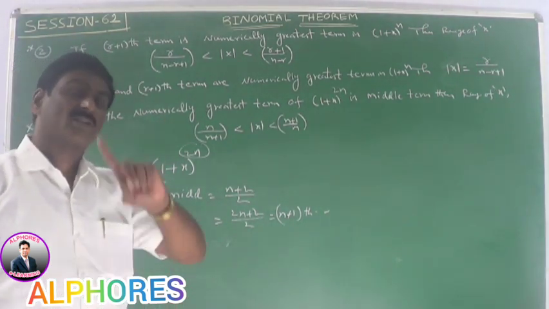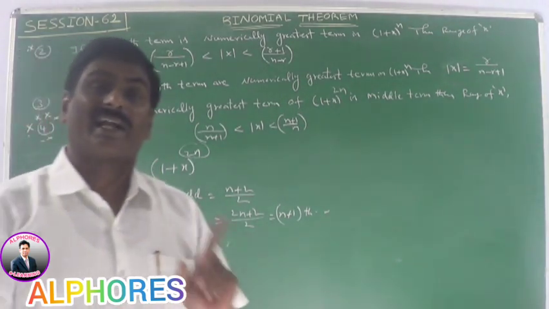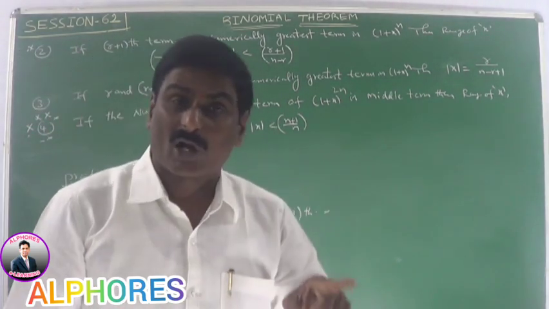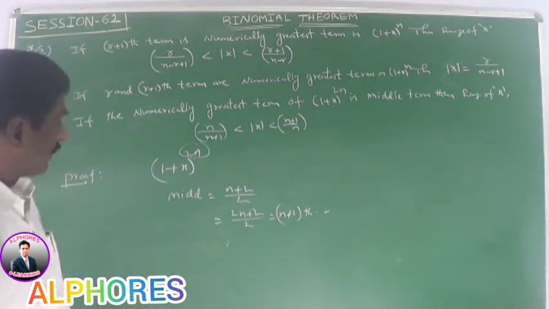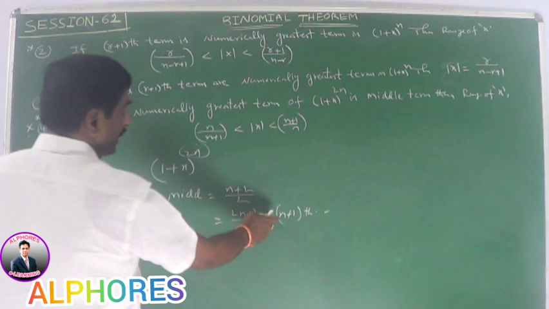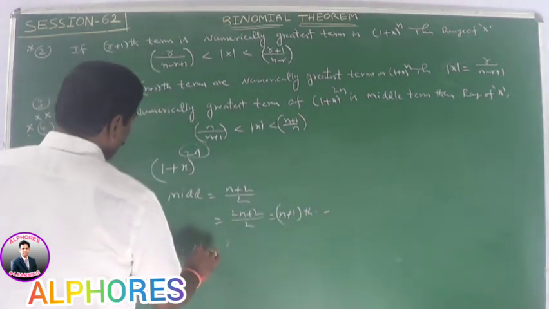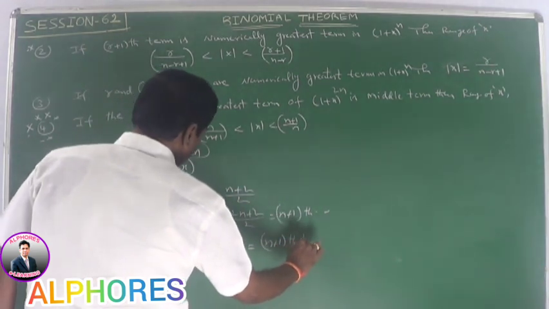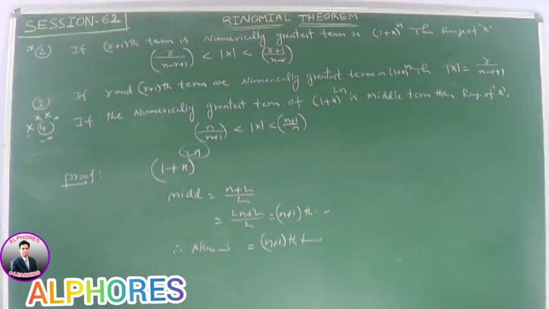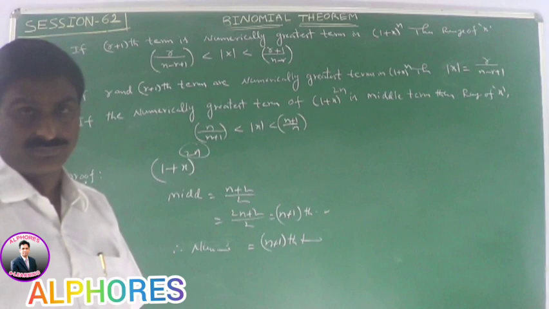Okay, if the (r plus 1)th term is the numerically greatest term, what is the condition? The value of (n plus 1) into mod x by (1 plus mod x) lies in between r to r plus 1. Okay, please write this value. Middle term is equal to the (n plus 1)th term. Therefore, the numerically greatest term is equal to the (n plus 1)th term.